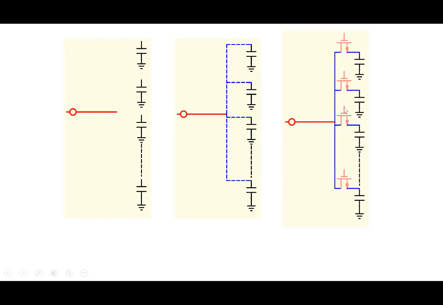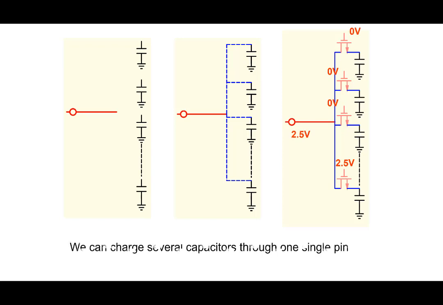If you turn this transistor on, then this capacitor gets connected to the pin. All other transistors are off, so they are all isolated, and only this one gets connected here. So transistors are used to provide selective access from a pin to a particular memory element. Let's look at this concept and expand it here.